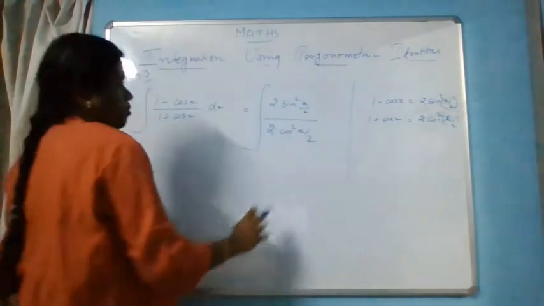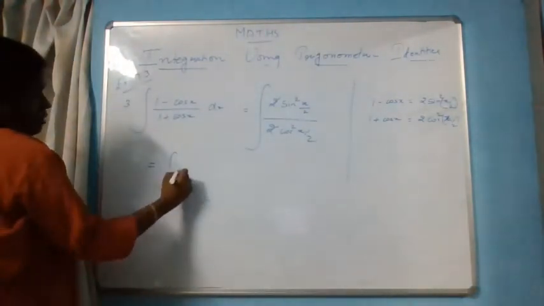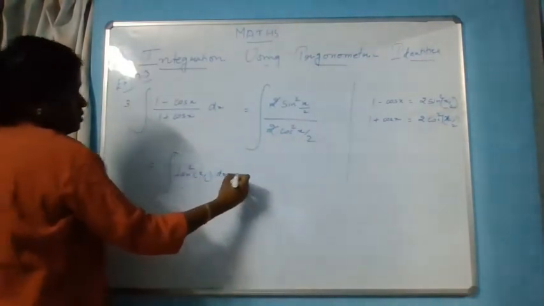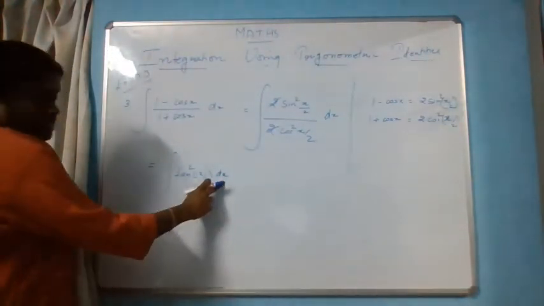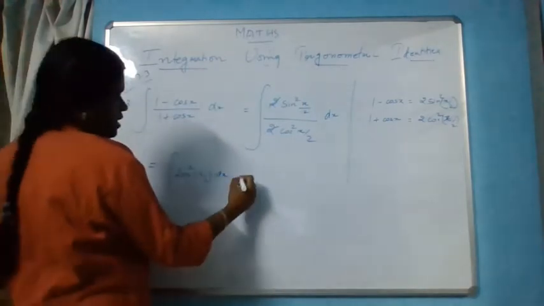Using these formulas, when you simplify, this 2 gets cancelled. You will be left with tan squared x by 2 into dx. So don't forget to put this dx. dx is very important. The parameter with which you are integrating is very important, so you are supposed to use this. And this you cannot integrate directly.